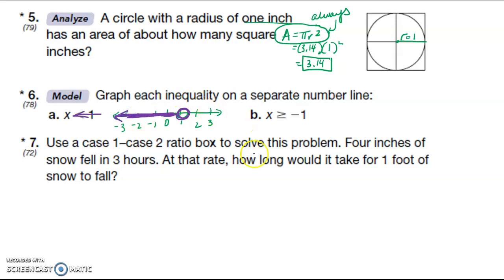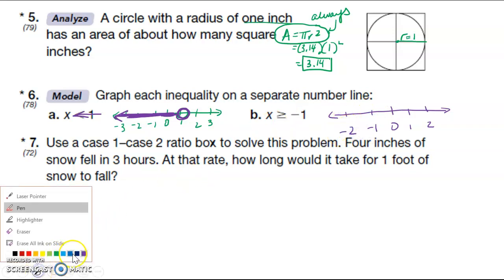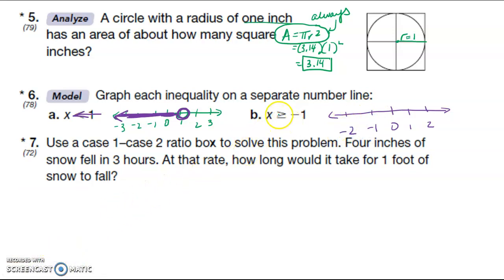So there we go. And then over here, let me make my number line purple. 1, 2, -1, -2. This says x is greater than or equal to. So because we have the equal to, we're going to fill that dot in. And then this arrow points in that direction, so we start at the dot and go that way.